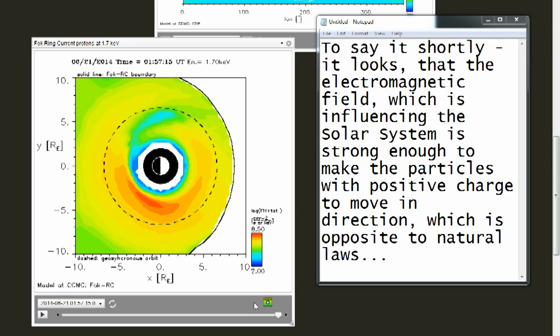To say it shortly, it looks like the electromagnetic field which is influencing the solar system is strong enough to make particles with positive charge move in a direction which is opposite to natural laws.